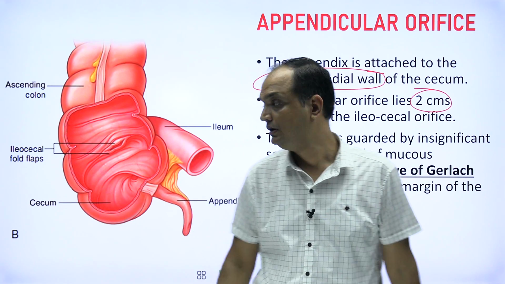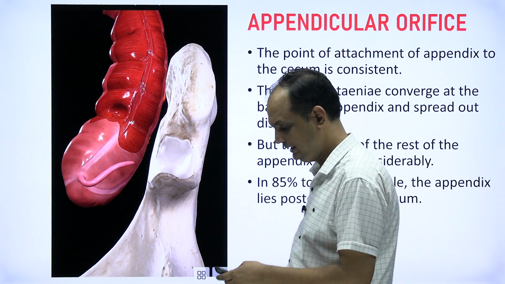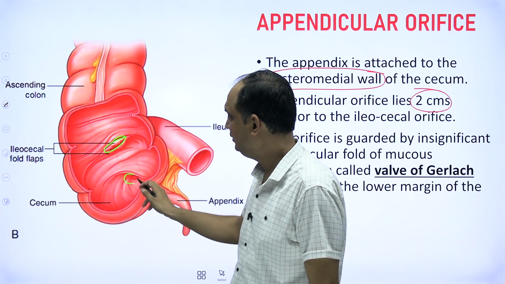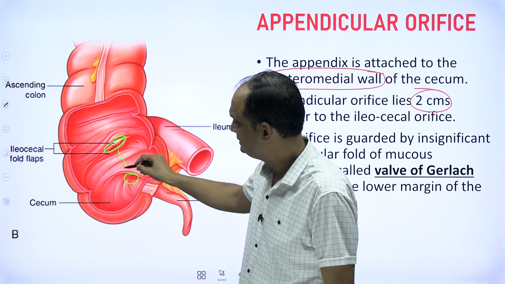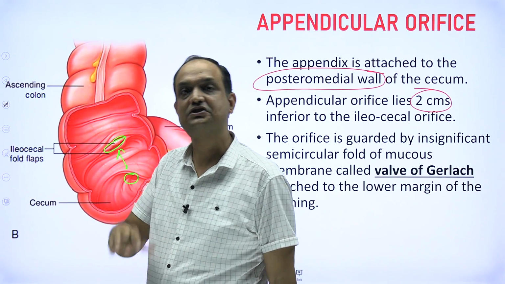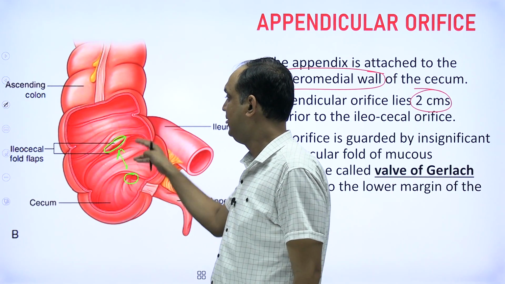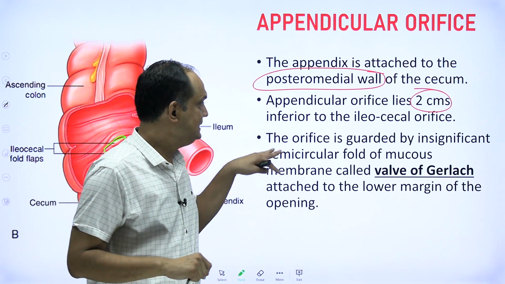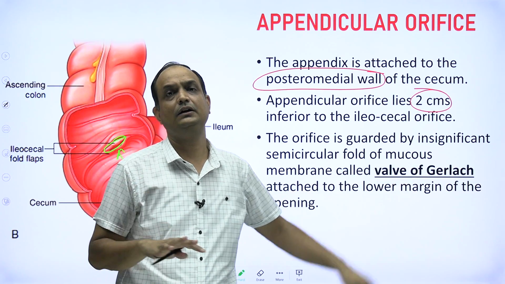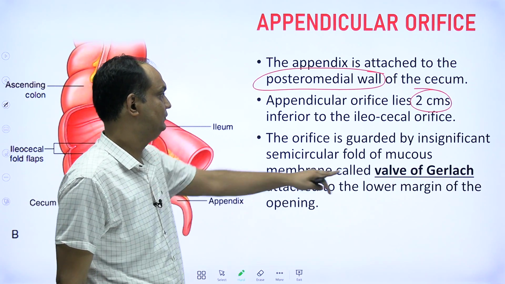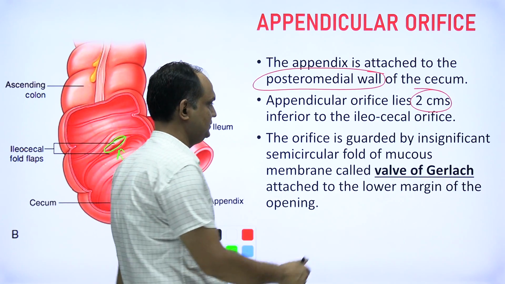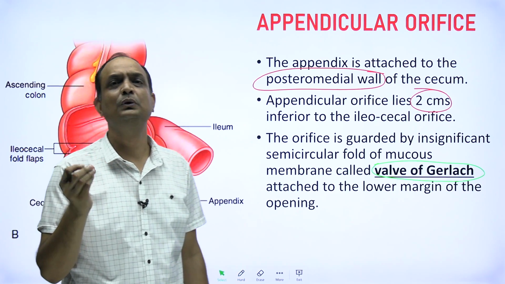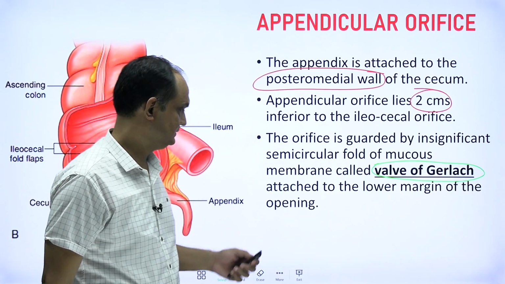If you see the junction, this is the opening of your ileum and this is the opening of your appendix. This distance is around 2 to 2.5 centimeters. Externally, you will find the base is attached here, which is also around 2 centimeters below. The orifice is guarded by an insignificant fold. The significance is not there, but it looks like a valve, and this valve is known as the valve of Gerlach. Sometimes you have this question: what is the valve of Gerlach? It is nothing but a falsely placed mucosal fold on the appendicular orifice.